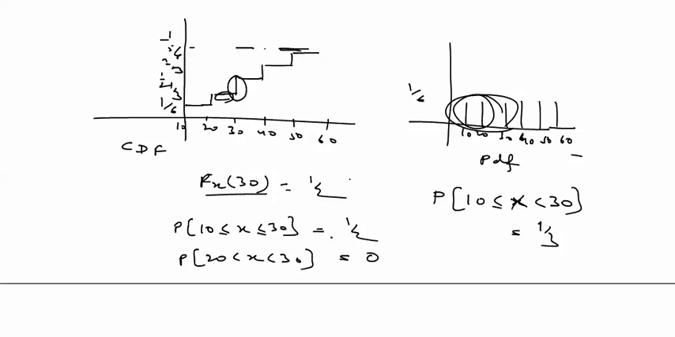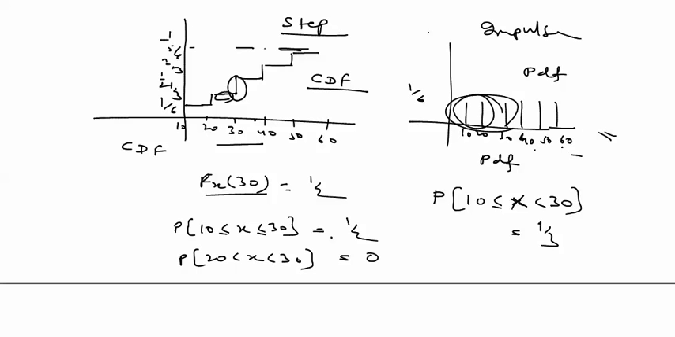We can move ahead to the PDF and CDF. The PDF of a discrete random variable is an impulse and the CDF is a step. The relation between CDF and PDF is an integration relation. Impulse becomes step, and step becomes ramp. The impulse signal is converted into a step.